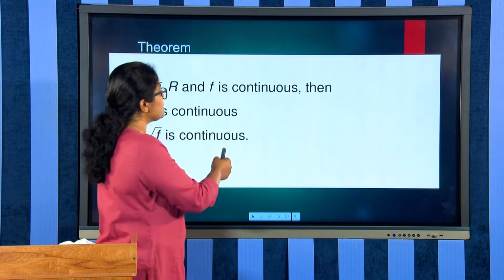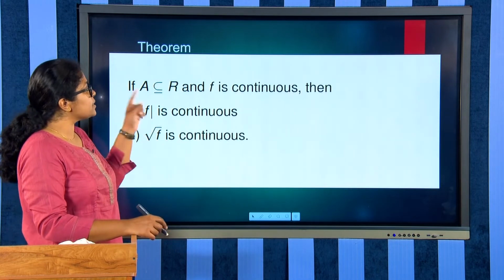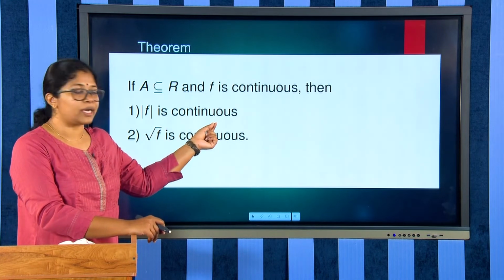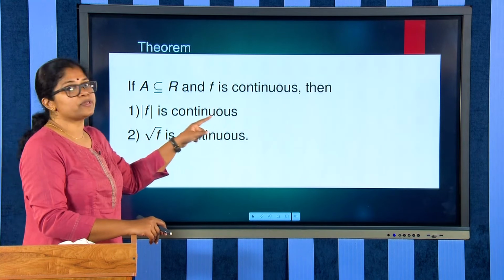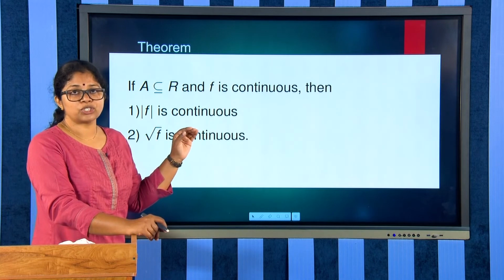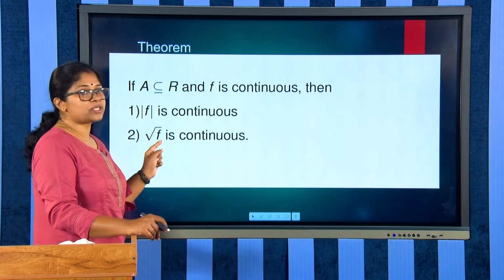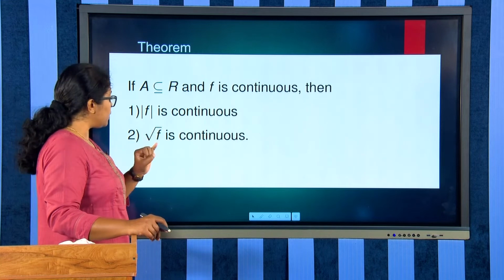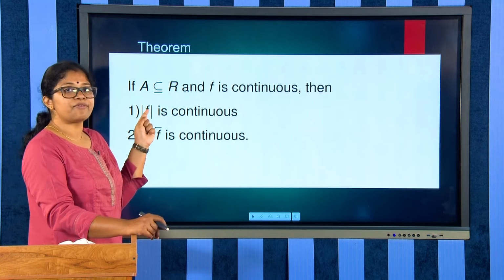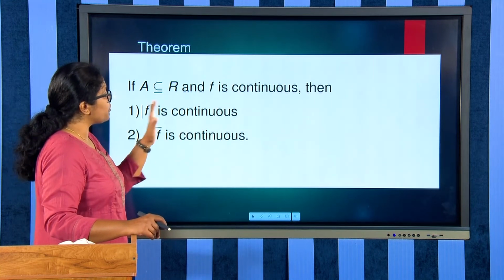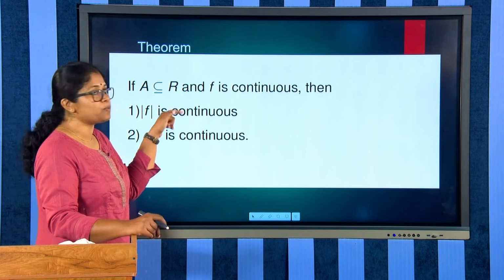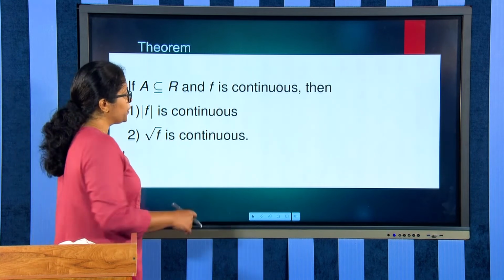Now, we have the next result. If A is a subset of R and f is continuous, then the absolute value of f is also continuous, and the square root of f is also continuous. These follow from the previous result on composition of continuous functions. The square root function is continuous and f is continuous, so the square root of f is continuous. The absolute value function is continuous and f is continuous, so the modulus of f is continuous. So, by the previous result, we can see that these two automatically follow.